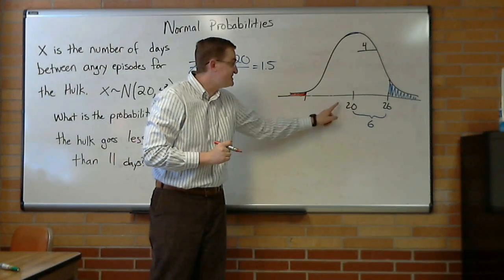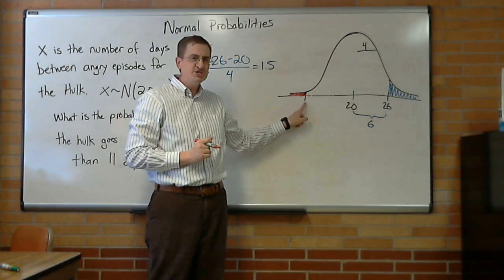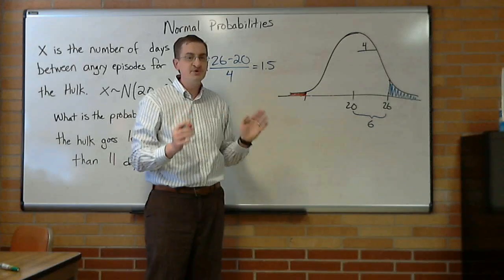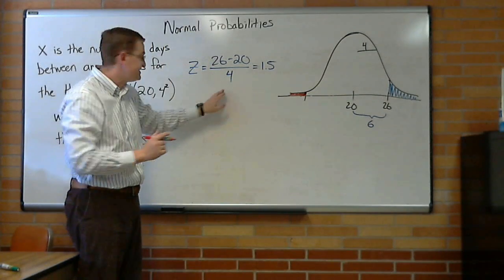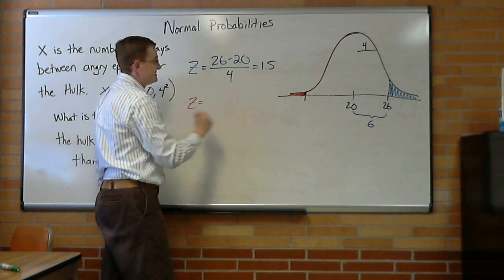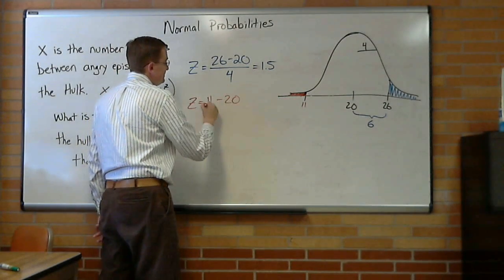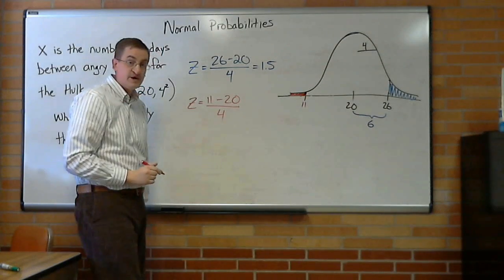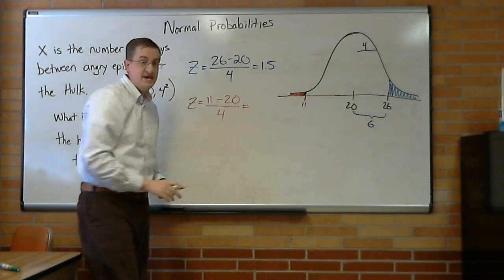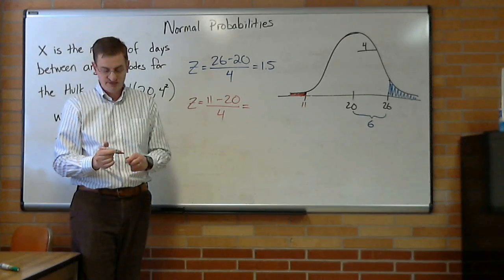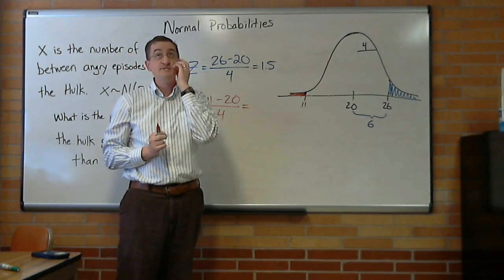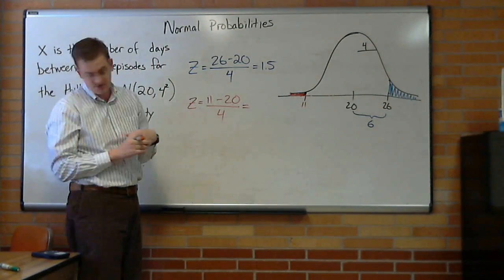Now I need to know exactly how many standard deviations. It's just slightly more than 2, but I need to know the math. I'm going to follow the same thing I did up here. Z equals, this is 11, so I want to do 11 minus 20 divided by 4 as my standard deviation. And the answer, if I do that in my head, is negative 2.25.